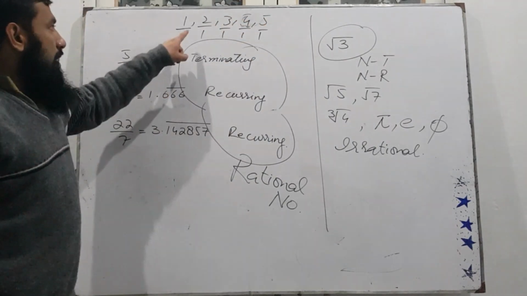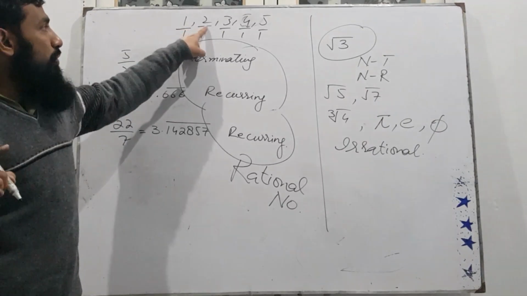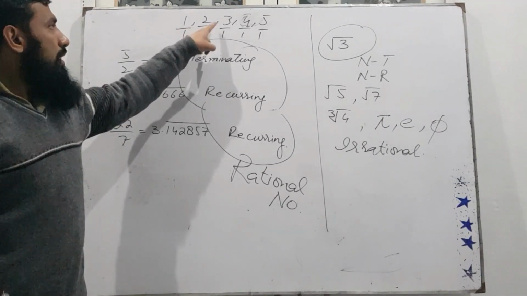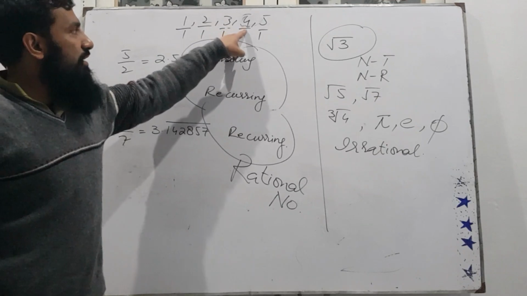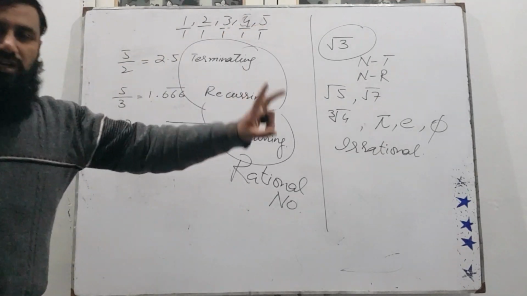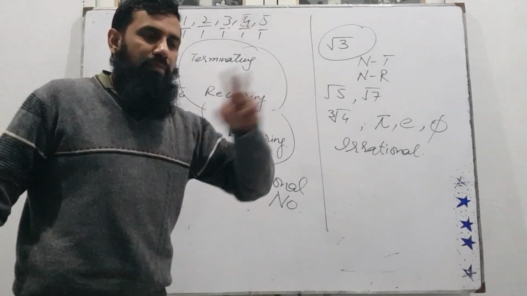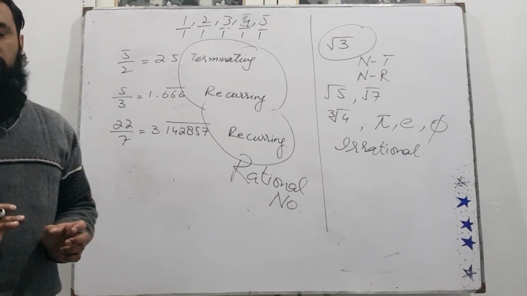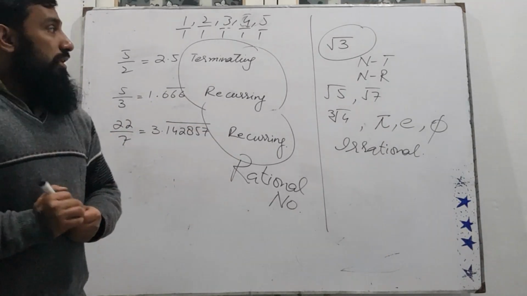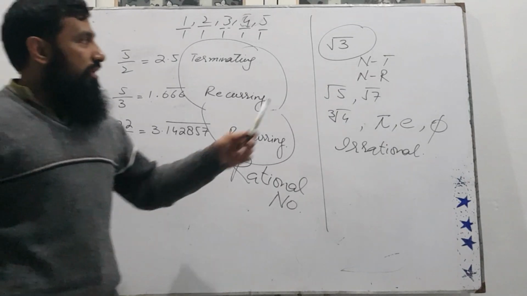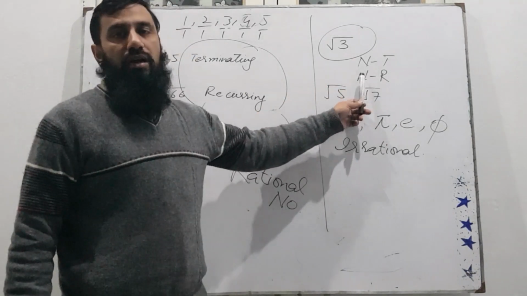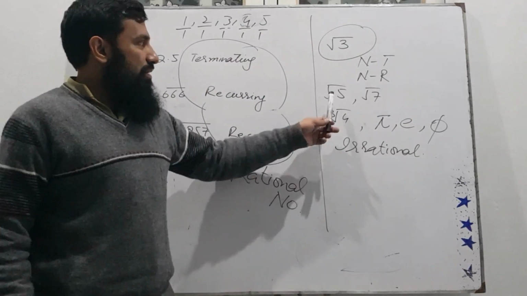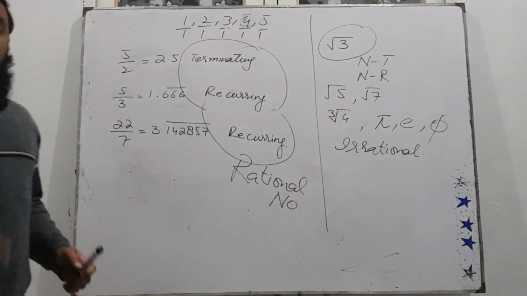Also 1 is a terminating number, 2 is a terminating number, 3 is a terminating number, and so on. All the natural numbers, all the integers, all the prime numbers, all the composite numbers are rational numbers. But the numbers which are non-recurring and non-terminating are all irrational numbers, for example the value of pi. Remember one more thing.